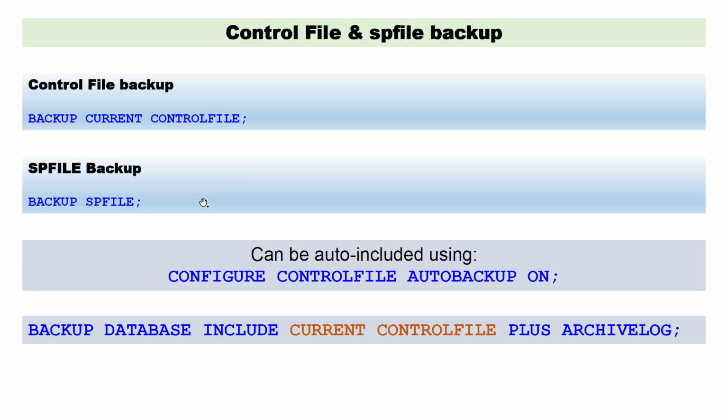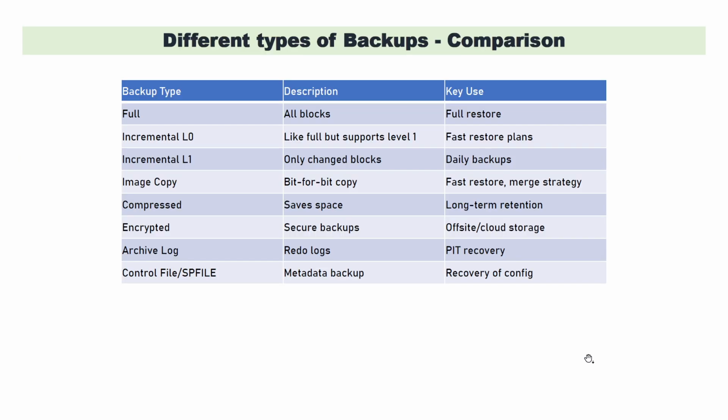Now, while taking the backup of the database, you can specify BACKUP DATABASE INCLUDE CURRENT CONTROLFILE PLUS ARCHIVELOG. This command will make sure that you are taking the backup of the database along with the current control file, even if you have not set that parameter. So this is the one command which will take the backup of your database along with the control file and the archive log. So this is a self-contained backup.